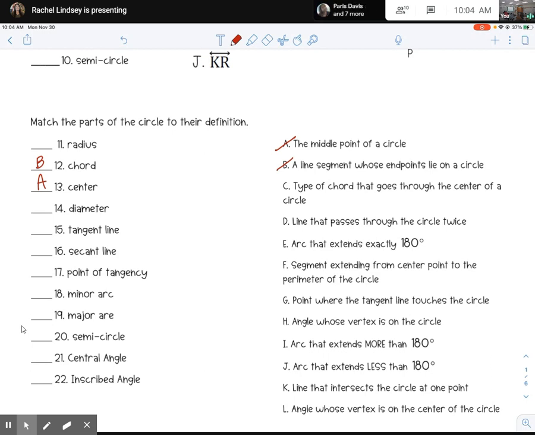Okay? A type of chord that goes through the center of a circle. What type of chord goes through the center of a circle? It's either radius or diameter. Which one is it? Diameter. So a line that passes through the circle twice. Is that a secant line or a tangent line? Secant. Tangent only touches it once.